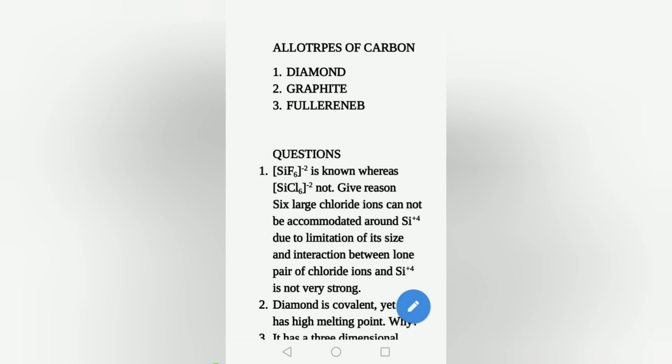Because of these properties, graphite is used for lining and making electrodes of electric furnaces and making refractory crucibles. In making lead pencils, it is used as a moderator in nuclear reactors and as a lubricant in machinery where oil cannot be used as a lubricant. So these are about graphite.